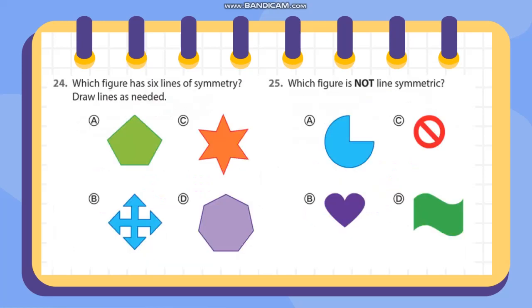24. Which figure has 6 lines of symmetry? Draw lines as needed. The correct answer is letter C. So there are 6 lines of symmetry. The first one is this. The second one is this. The third one. The fourth one. The fifth one. And the sixth one. So there are 6 lines of symmetry. And which figure is not line symmetric? Obviously, letter D.